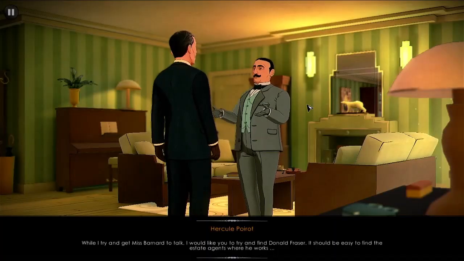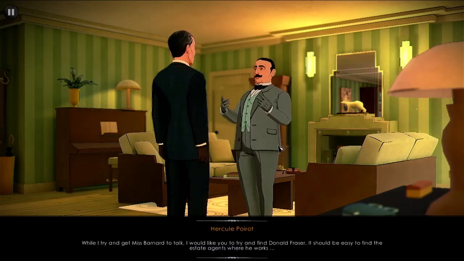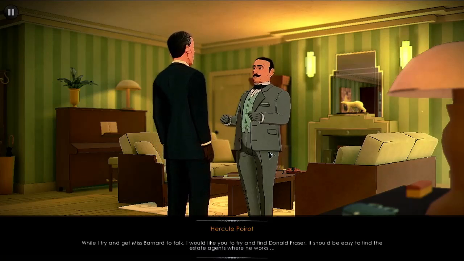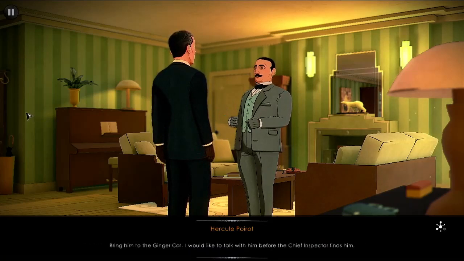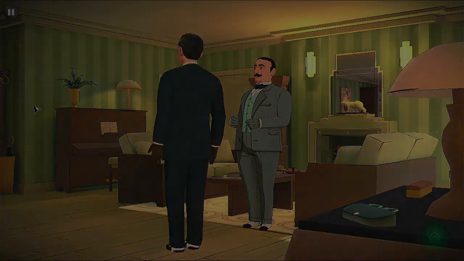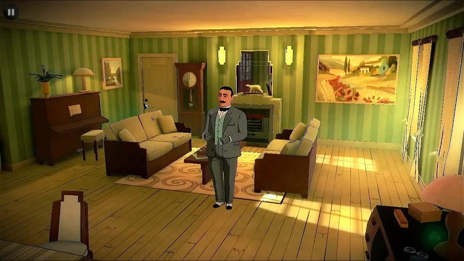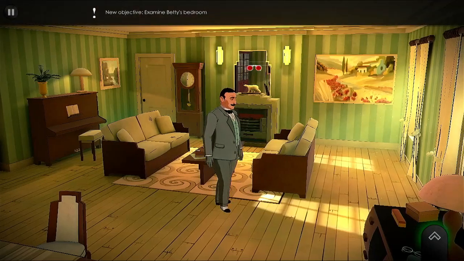While I try and get Miss Barnard to talk, I would like you to try and find Donald Fraser. It should be easy to find the estate agents where he works. Bring him to the Ginger Cat. I would like to talk with him before the Chief Inspector finds him. Sneaky, Poirot, sneaky. Let's have a look in the mirror.